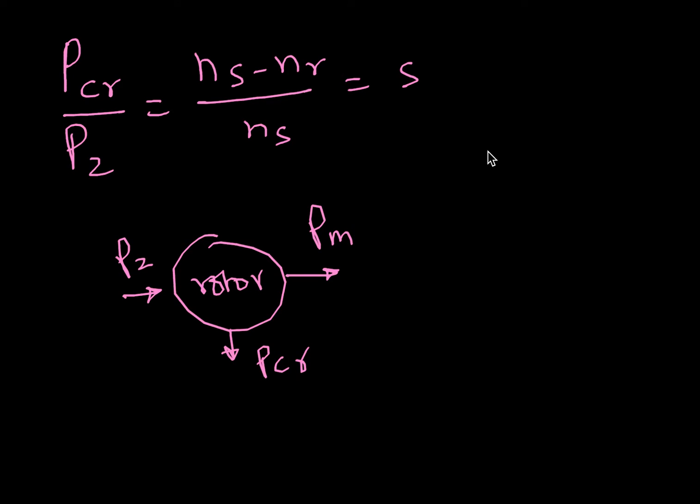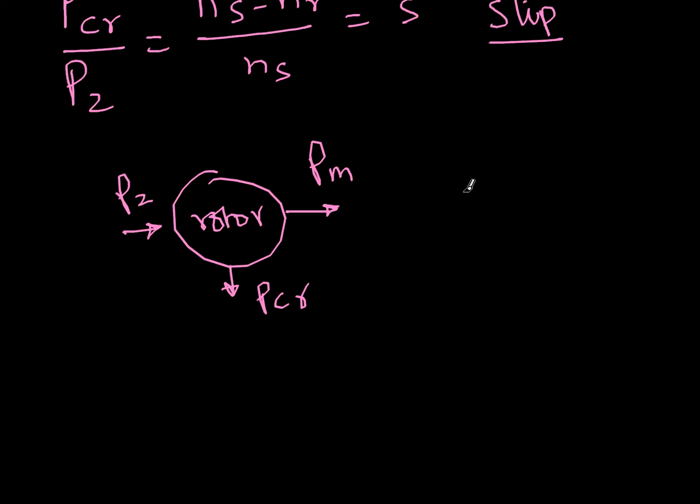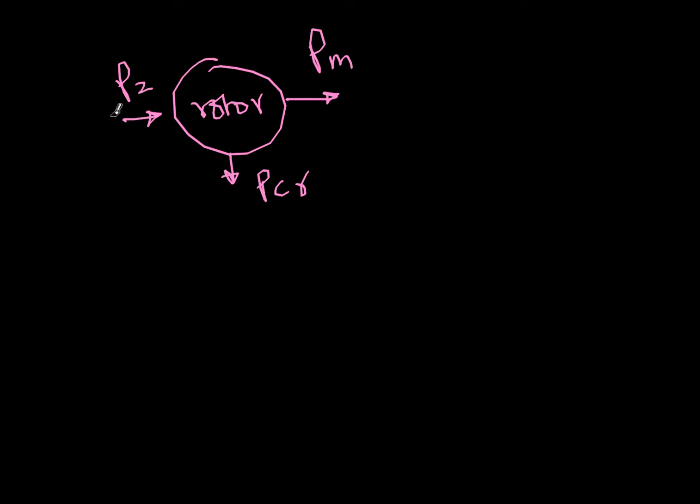So in our last video, we had seen that the ratio between the rotor copper losses and the input to the rotor is (ns minus nr) by ns, which is nothing but slip. Now what about this PM? I want to know the relation between P2, PCR, and PM. If P2 is 100% and this is slip percent, then obviously this is 1 minus slip percent. So that is what we are getting.